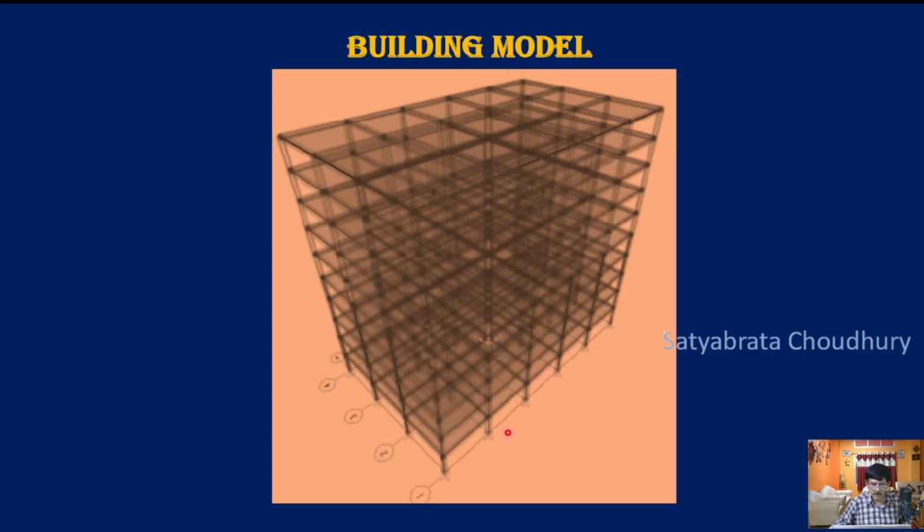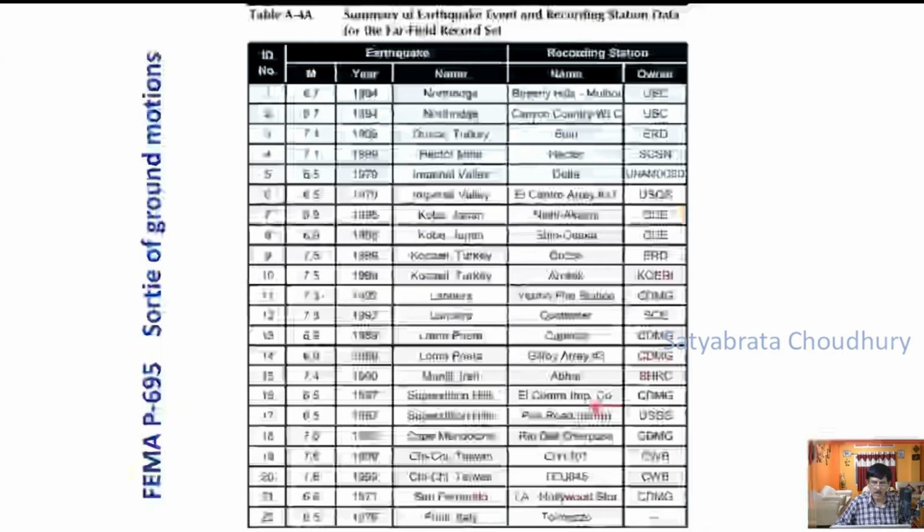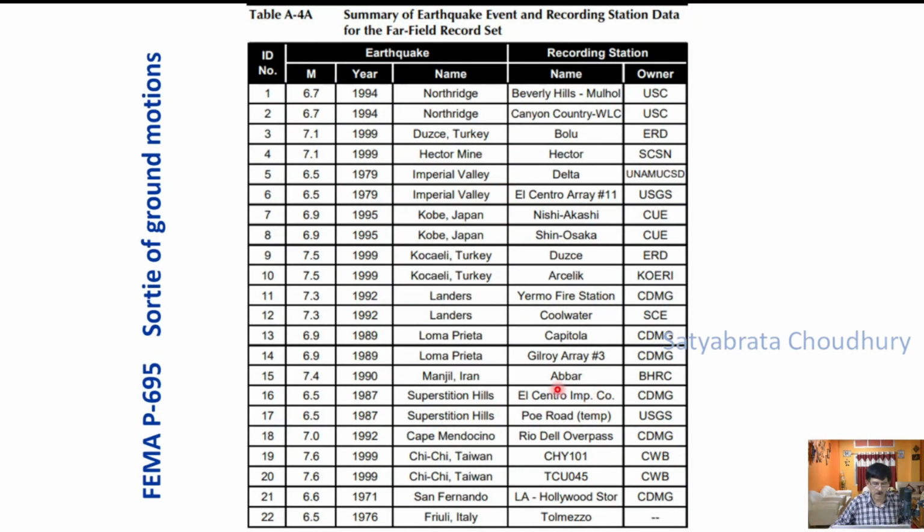We have considered a building like this, and the FEMA P695 gives a suite of 22 ground motions which you have to consider. So these are fixed, you cannot change all this. There are 22 different ground motions given here, and their magnitudes, time and place of occurrence are also given here.